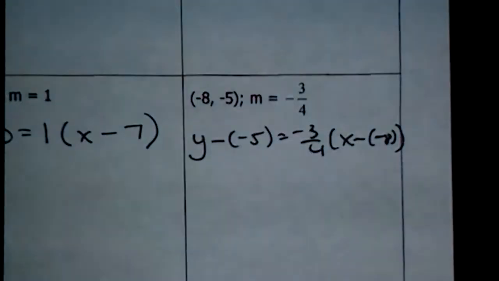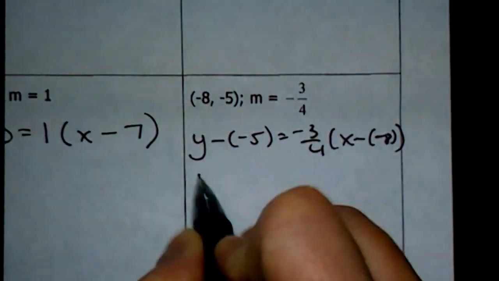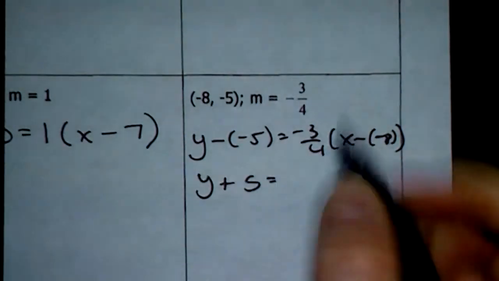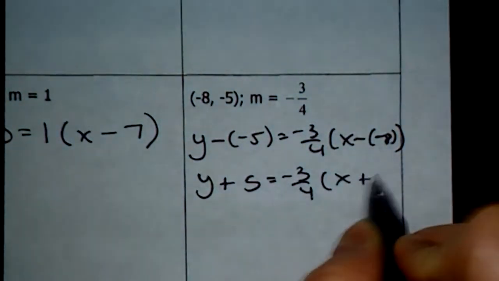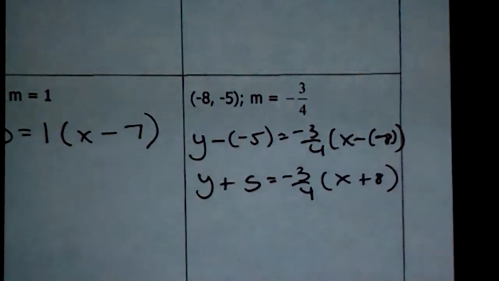I want to clean up subtracting that negative there, so I'm going to change this to y plus 5, and I'd have negative 3/4 times the quantity of x plus 8. Lovely. Hopefully so far so good. Alright, let's move on to the next page.